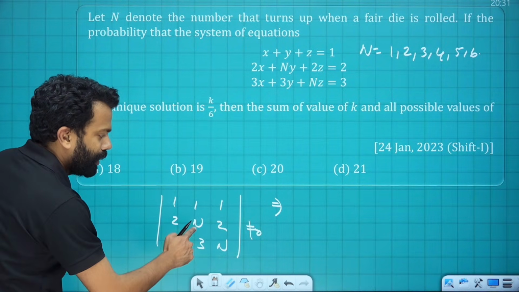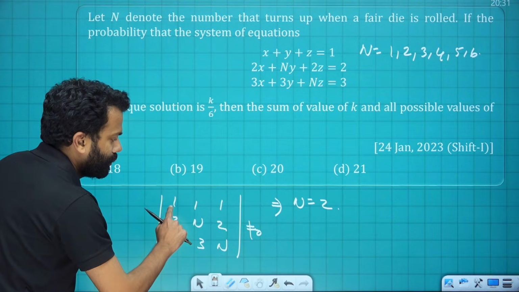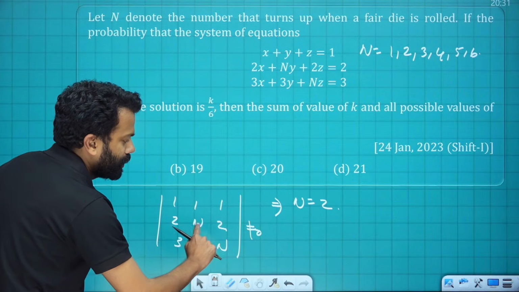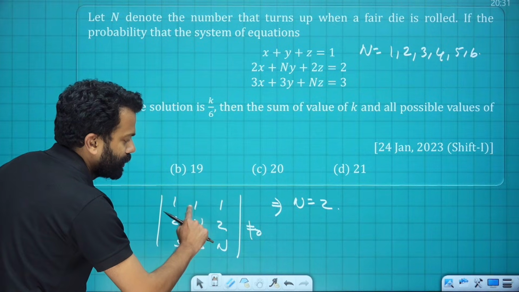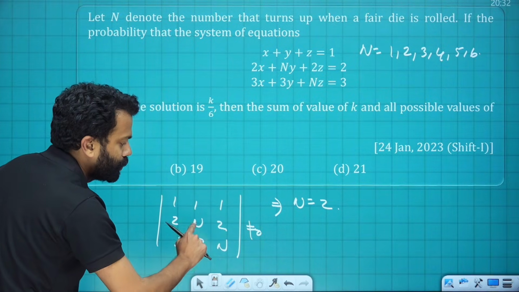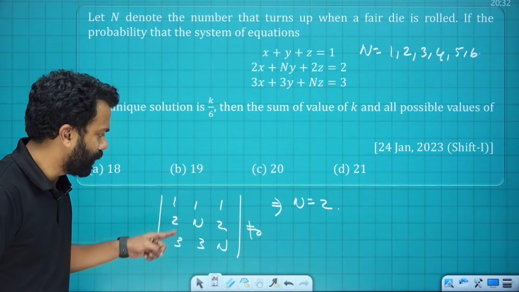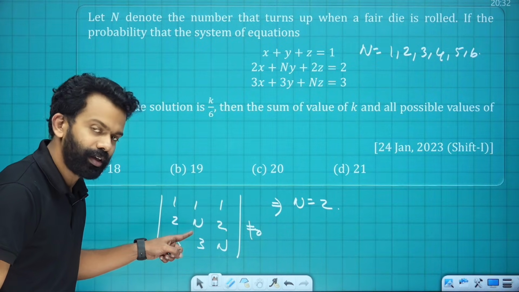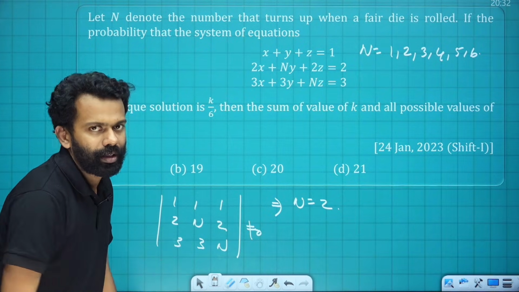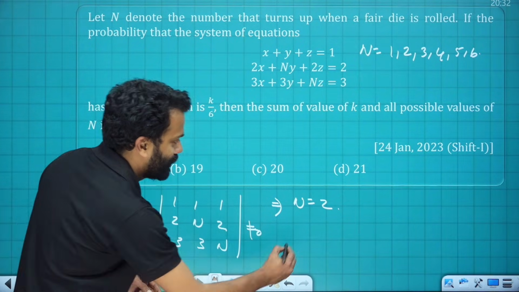Listen, if n is equal to 2 here, then the elements in this row become a scalar multiple of this one. That is, if you multiply 1, 1, 1 with 2, you will get 2, 2, 2. Or you can use this one: if n is equal to 2, 1, 2, 3, 1, 2, 3, this and this become the same. Could you tell me another value of n? Very easy one. One more value is there, that is n is equal to 3.